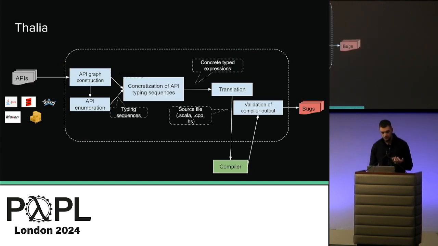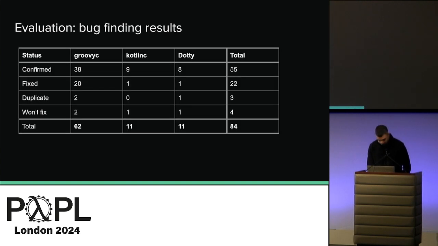We begin with the API graph construction. Then for every component included in the API graph, we proceed with the API enumeration, and we produce typing sequences. And then later we concretize the typing sequence into a concrete expression written in an IR, and then we employ language-specific translators, and we convert an expression in the IR into concrete source files like a Scala source file, and we give this source file to the compiler under test, and we check the compiler output for bugs.